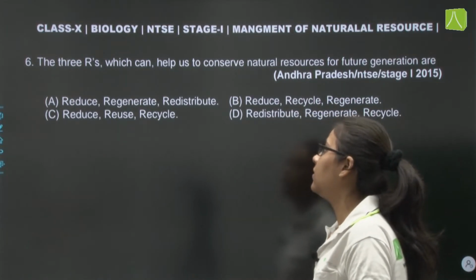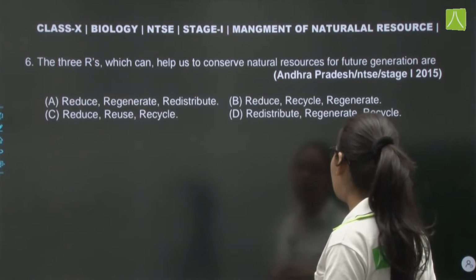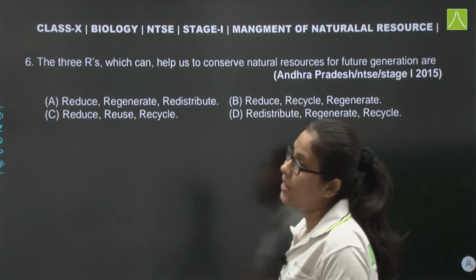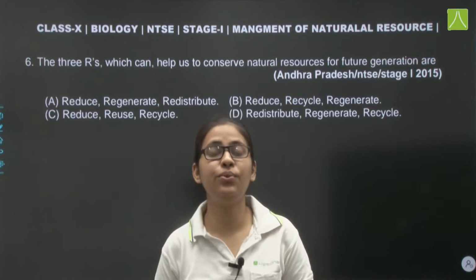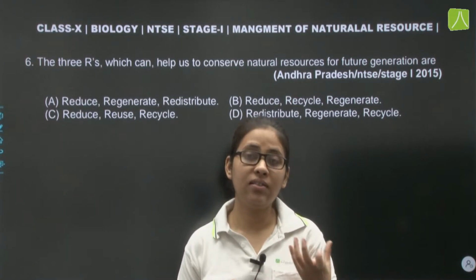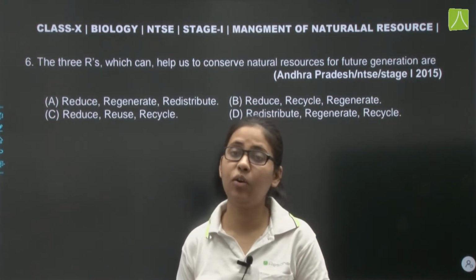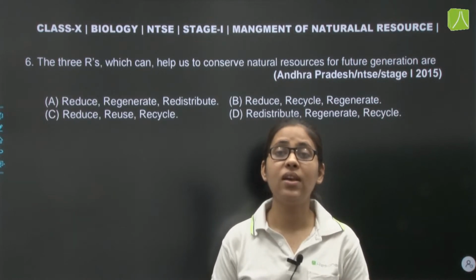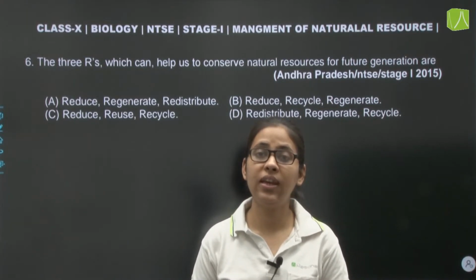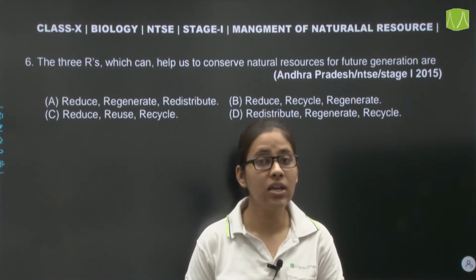Next question, the 3 R's which can help us to conserve natural resources for future generation. We know the 3R principle, that is reduce, reuse and recycle. Reduce stands for to minimize the consumption of non-biodegradable substances. हमें पता है non-biodegradable substances can cause harm to the society, to the environment. ये environment को harm करती है, इसलिए हमें उनका जो utilization है कम से कम करना चाहिए.